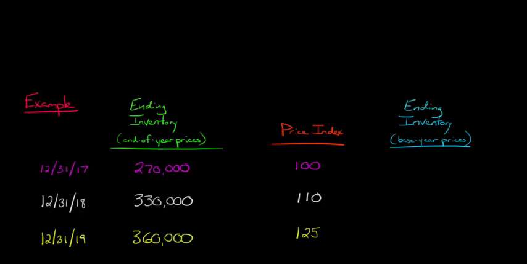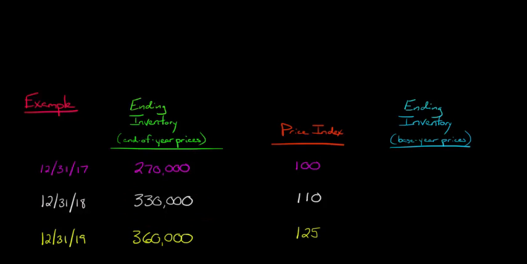Now you might think, hey, that's pretty simple. What are you talking about? We're just talking about the value of the inventory at the end of the year. Well, inflation could cause the inventory to increase in value. That's a little abstract, so let me explain. You have $270,000 in ending inventory, at end of year prices, at the end of 2017. The next year, you look and say, we have $330,000 in inventory. You might think, wait a minute, that means we just bought an extra $60,000 worth of inventory, because $330,000 minus $270,000 is $60,000.